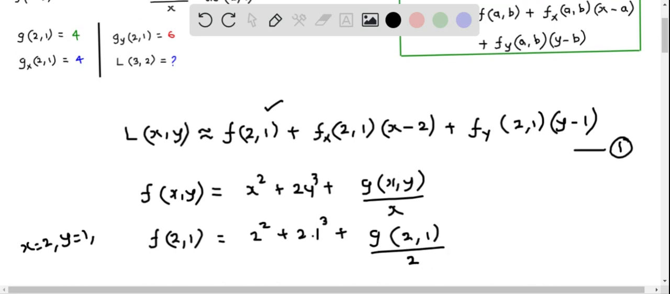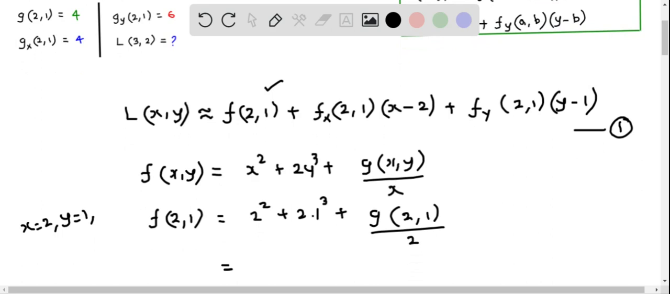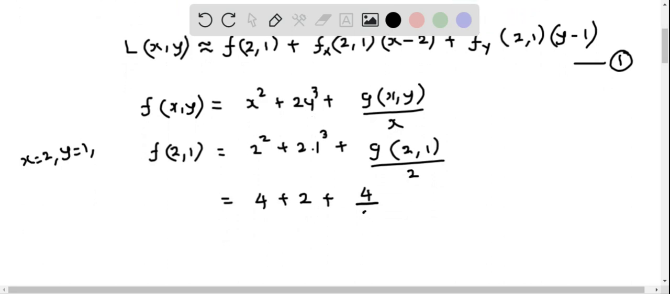So let's evaluate this, and this equals 2 squared is 4, plus 1 cubed is 1, 1 times 2 is 2, plus g of (2,1). We're already given g of (2,1), which is 4. So I plug in 4 and then divide by 2. The value of this is 6 plus 4 divided by 2 is 2. So 6 plus 2 equals 8. So we have determined that f of (2,1) equals 8.